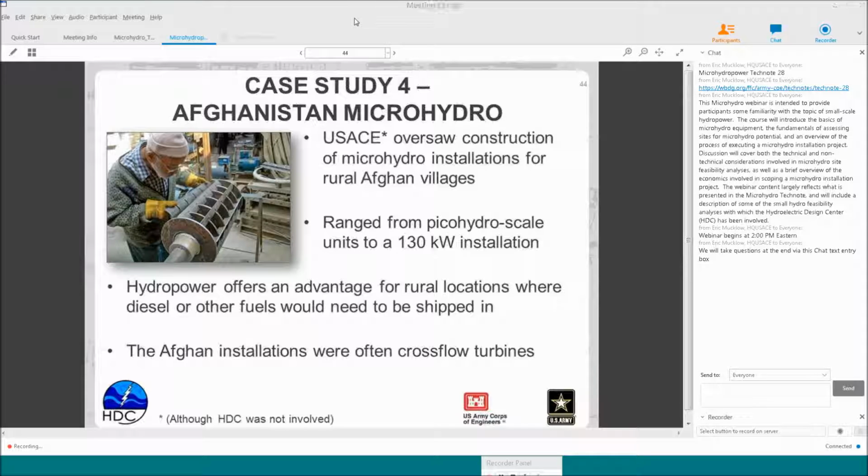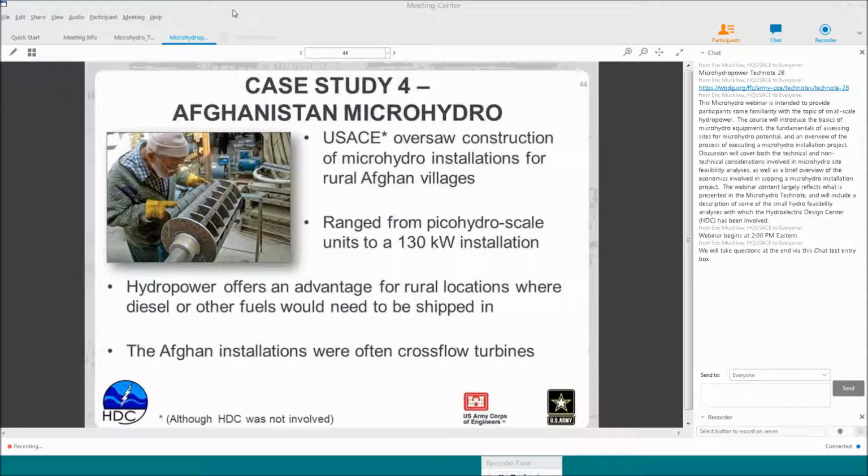And note that that turbine in the picture there is a crossflow turbine. As I mentioned before, it's very useful across a variety of smaller output ranges for turbines, and designed for easy operation and maintenance.